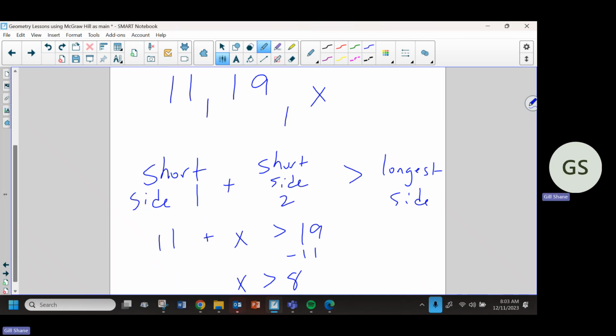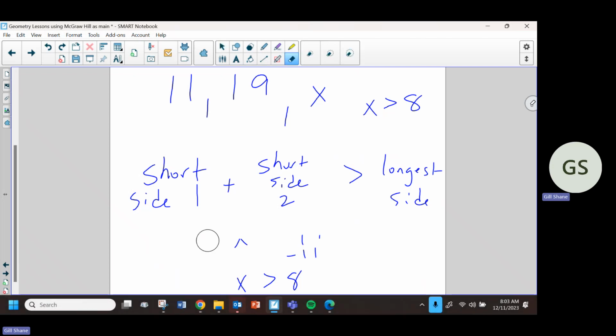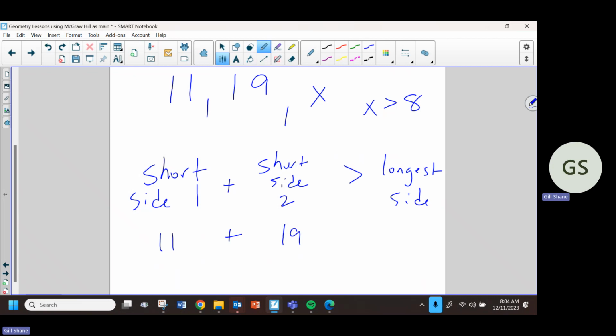Here, I'm just gonna write this up there so I can redo it. So X has to be greater than 8, and I'll show you the way you'd write the final answer in a minute. Now, the other thing that could happen is X could be one of the shortest sides, or it could be the longest side, right? So we do the same thing. If it's the longest side, that means 11 and 19 are the two shortest.